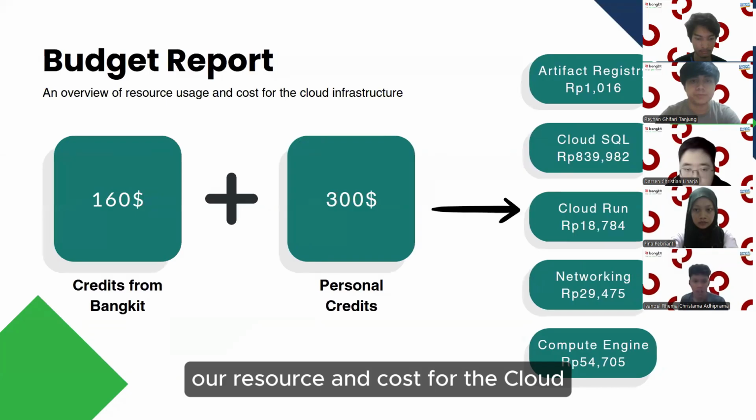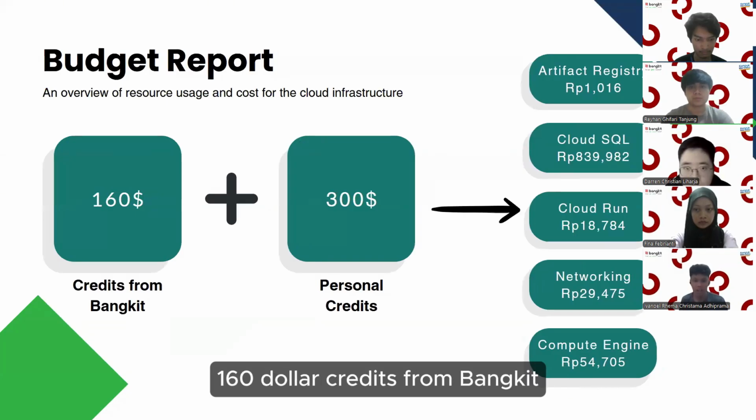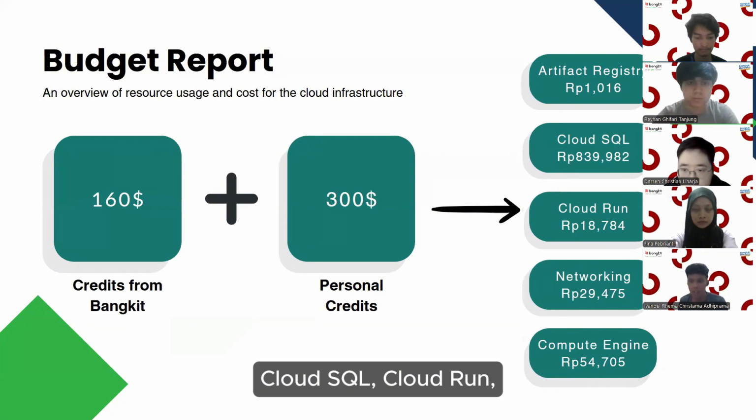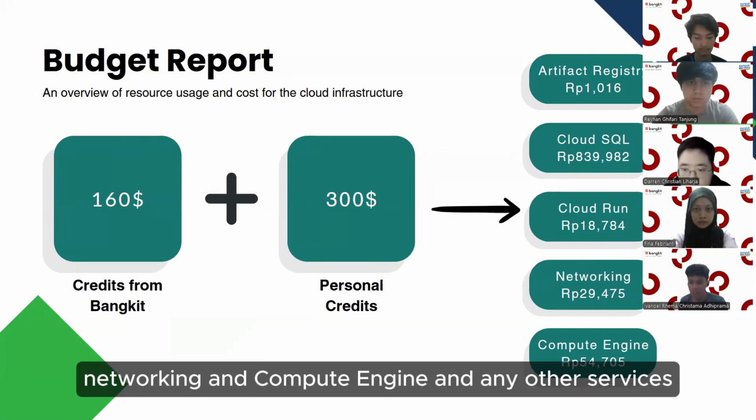For our resources and costs for the cloud infrastructure, we are getting $100 credits from Bangkit and $300 personal credits. Our services are using Artifact Registry, Cloud Scale, Cloud Run, networking, and Compute Engine, and other services.